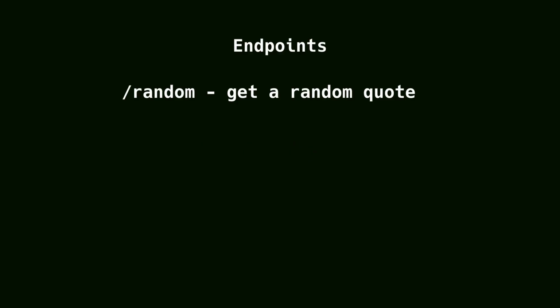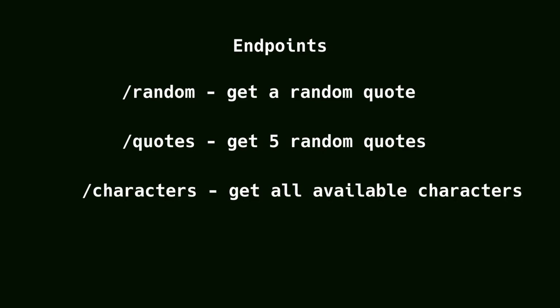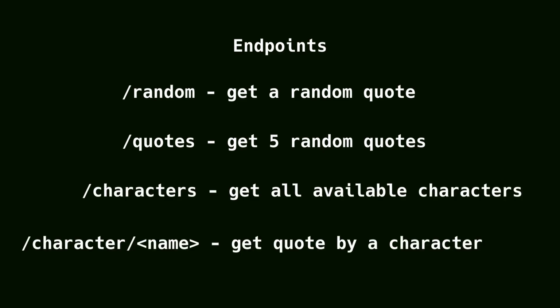First we have /random to get a random code. Then /quotes to get 5 random codes. /character to list all available characters, and /character/name to get codes by a particular character. With this in mind, let's start to code it.